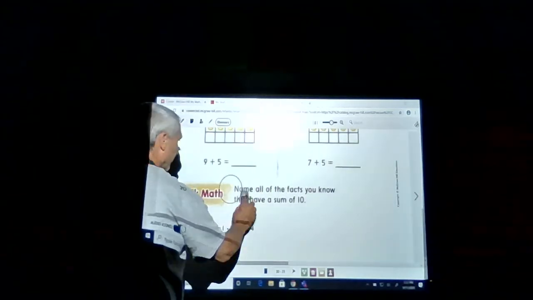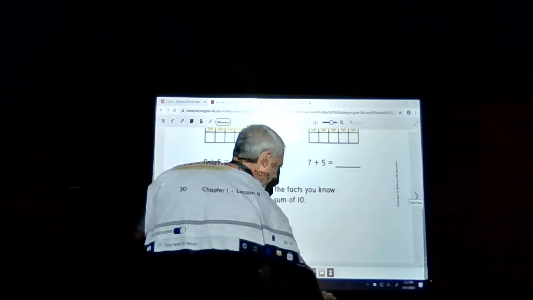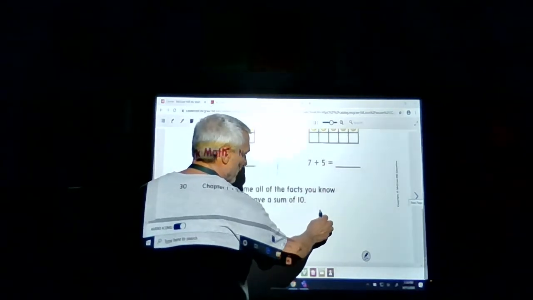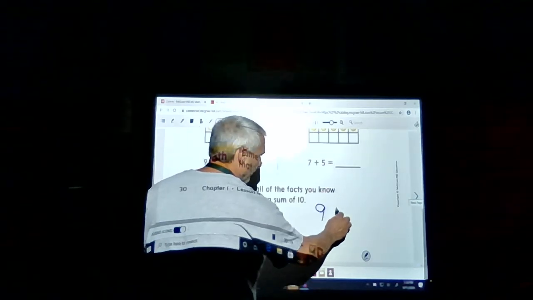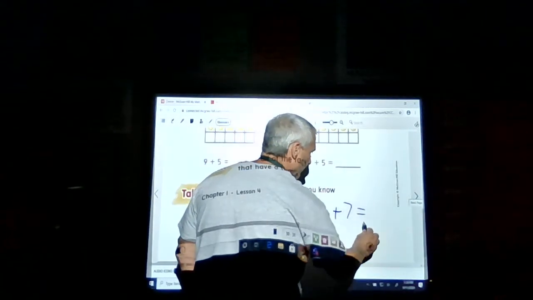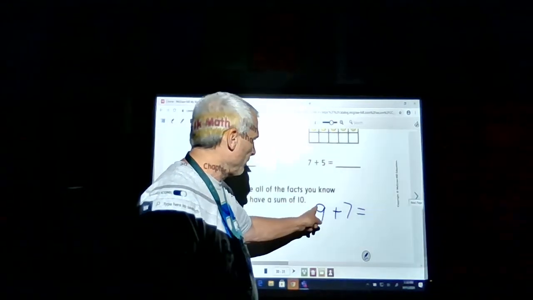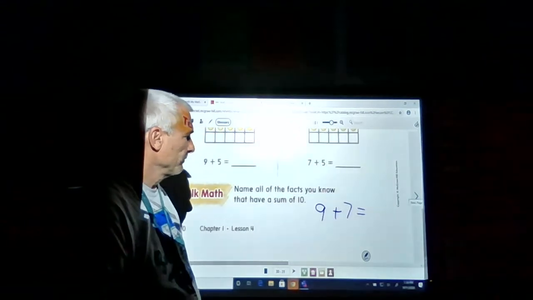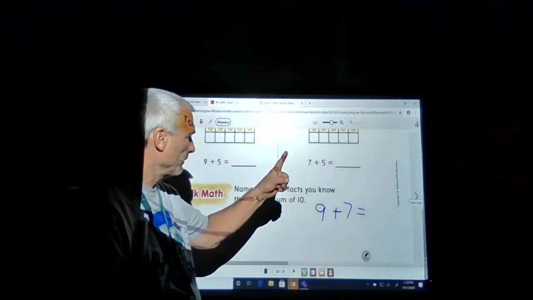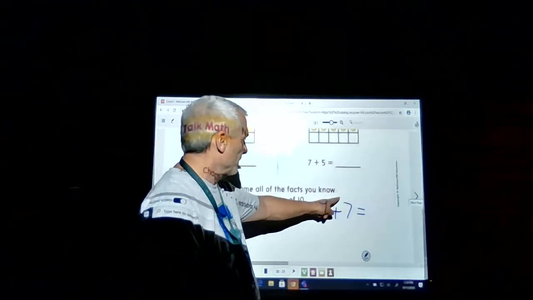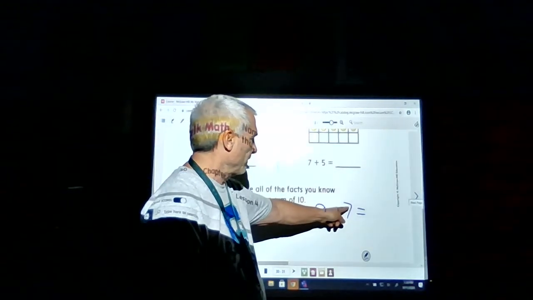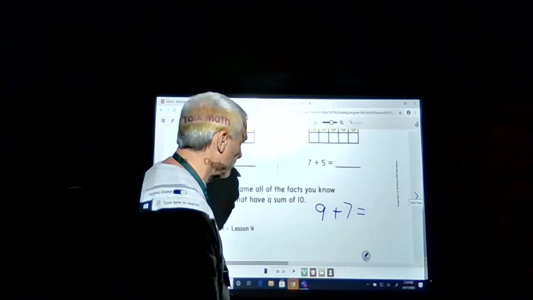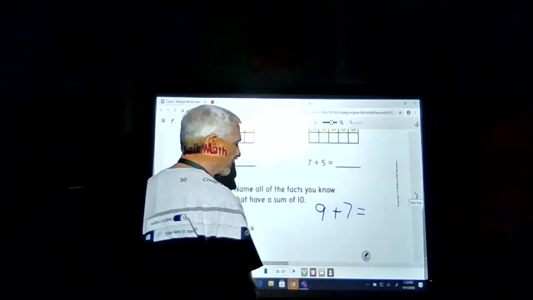All right, let's try a bigger number. 9 plus 7. How many would I have to move over? That 9 is pretty close to the 10. How many would I have to move over to make that a 10? 1. If I did slide 1 from the 7 to make a 10, how many are left in the 7? Take 1 away from the 7. 6. This would be the same as 10 plus 6.